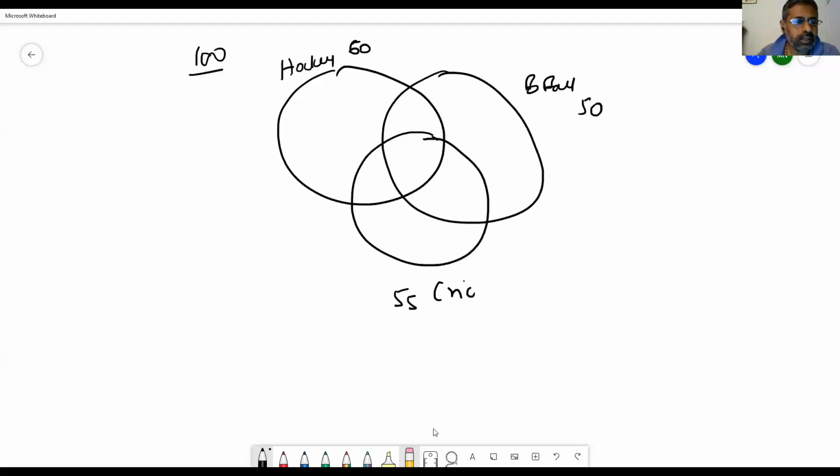How do we start addressing this problem? Suppose somebody asks you what is the maximum in some area, or what is the minimum here. So let's look at the ones which are very obvious. We'll start off with at least one. At least, we look at all three. What is the maximum number of people you can have here?